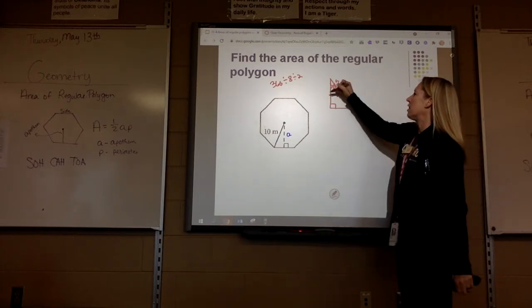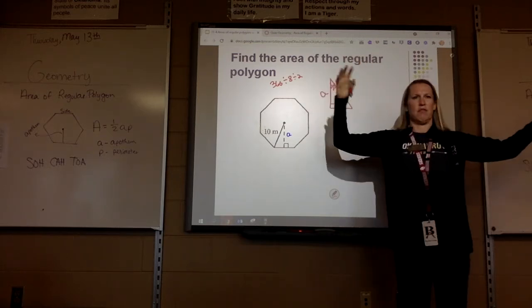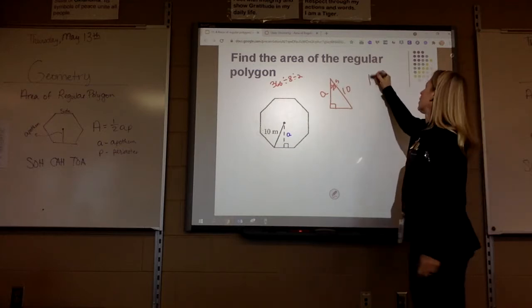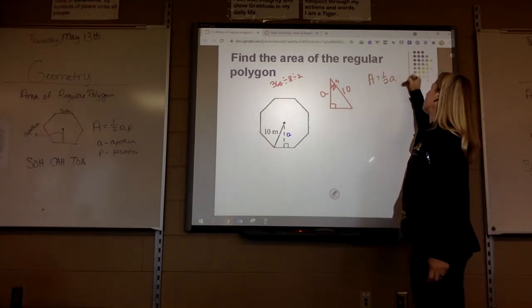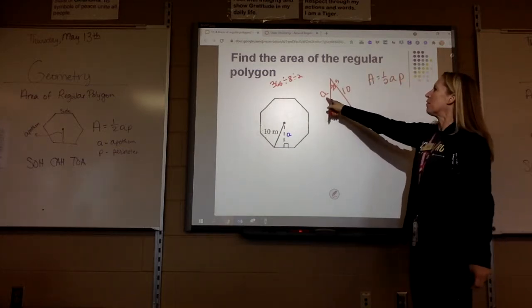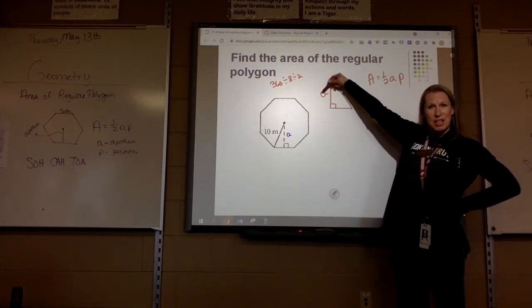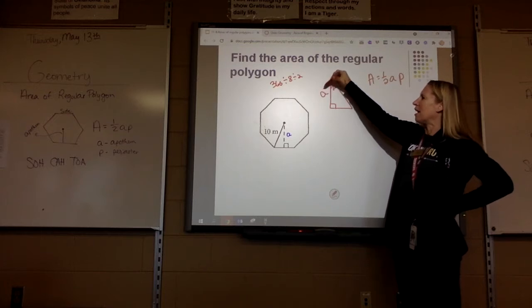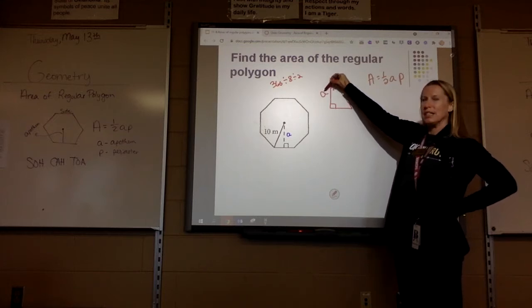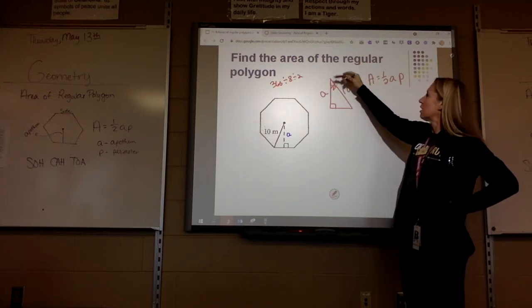Let's just find the apothem first. Are you guys good with that? Apothem first. So I know it's 1/2 apothem times perimeter. So let's find the apothem first. Apothem starts with A, and it's also the adjacent side. That's why I like to label it A. So I've got adjacent and hypotenuse.